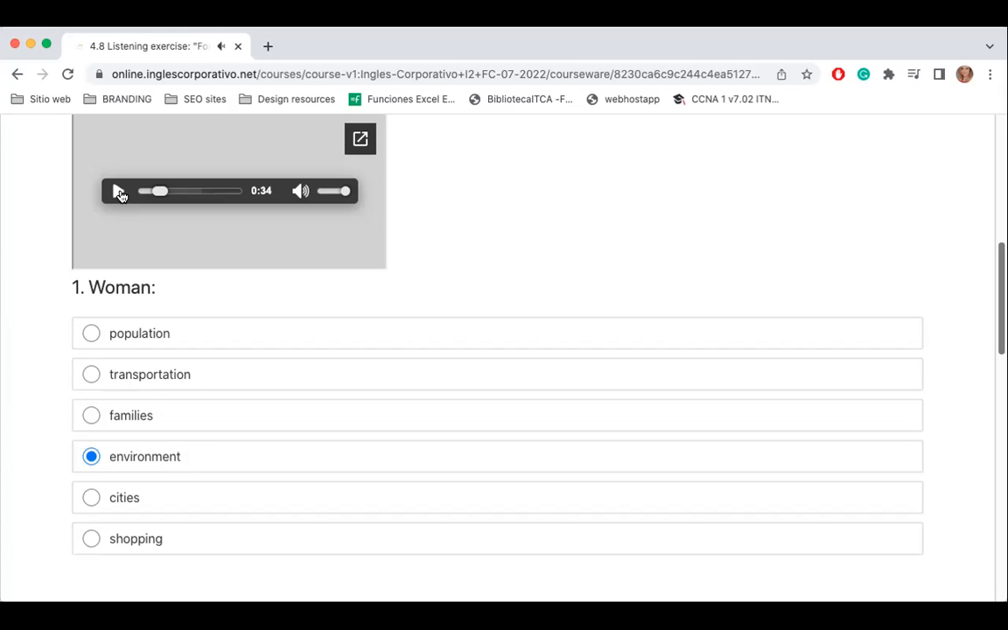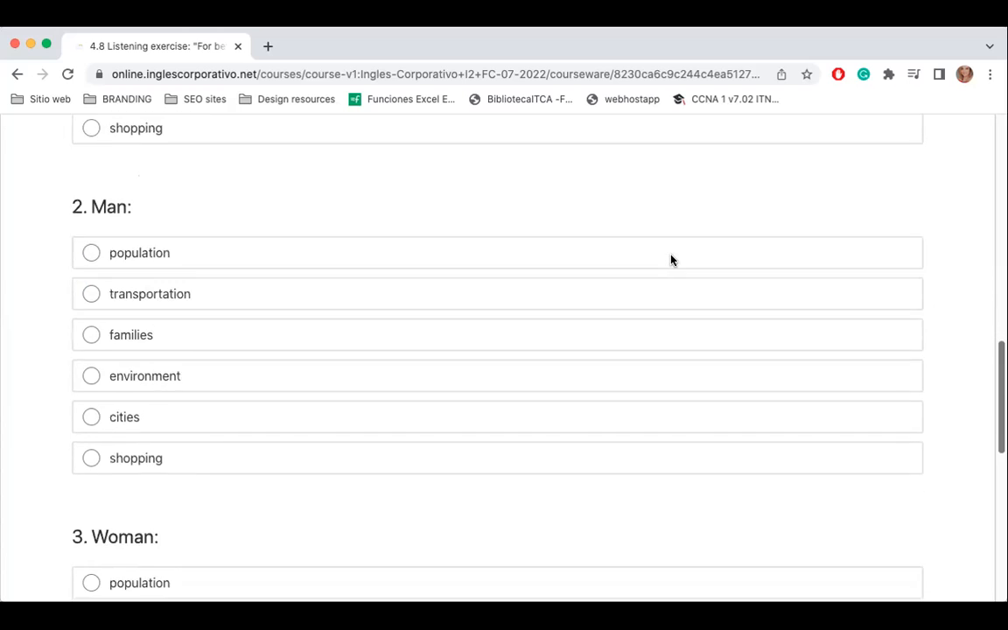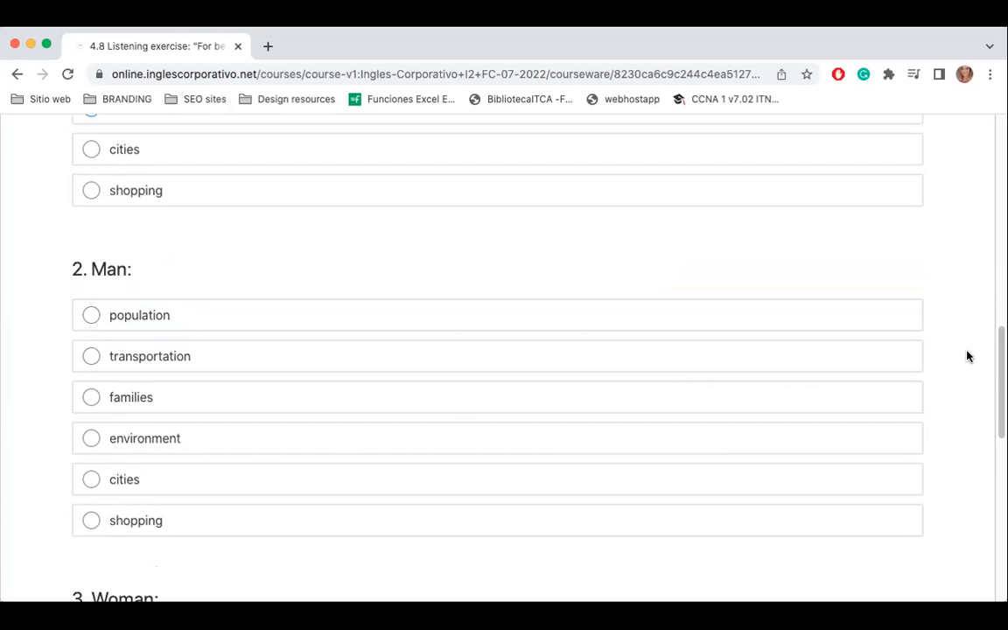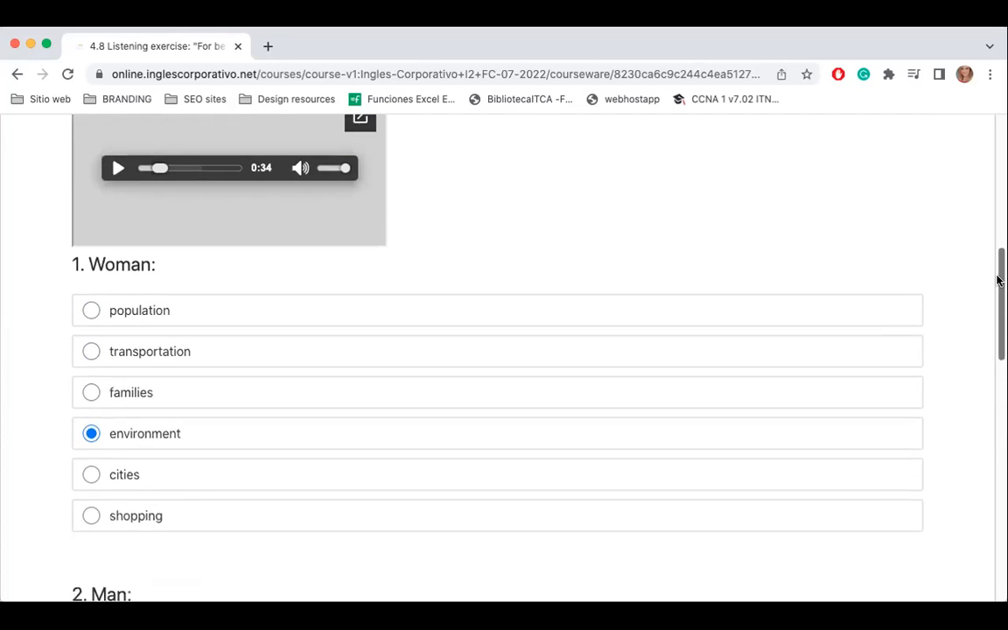Two. Okay, kids. So, okay, vamos a ver number two. Ya, yo ya sé de qué estaba hablando el hombre, pero bueno, vamos a ponerlo otra vez.